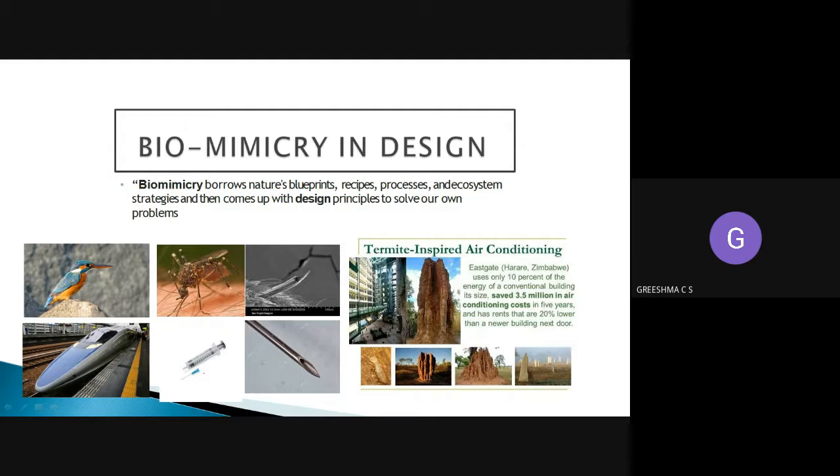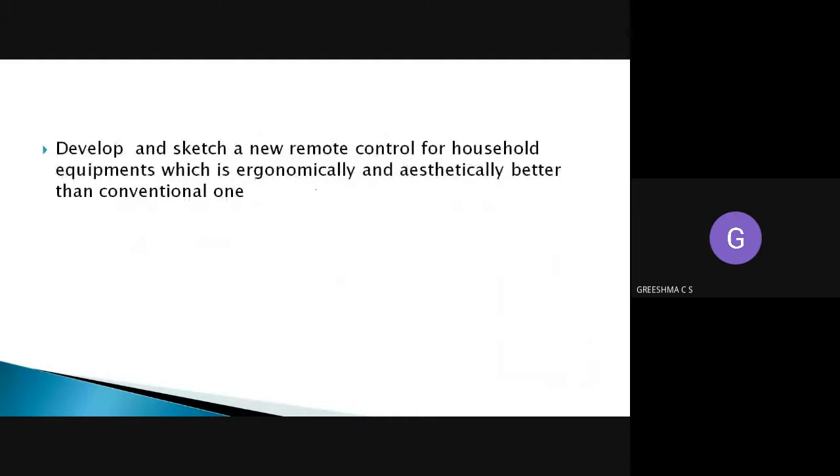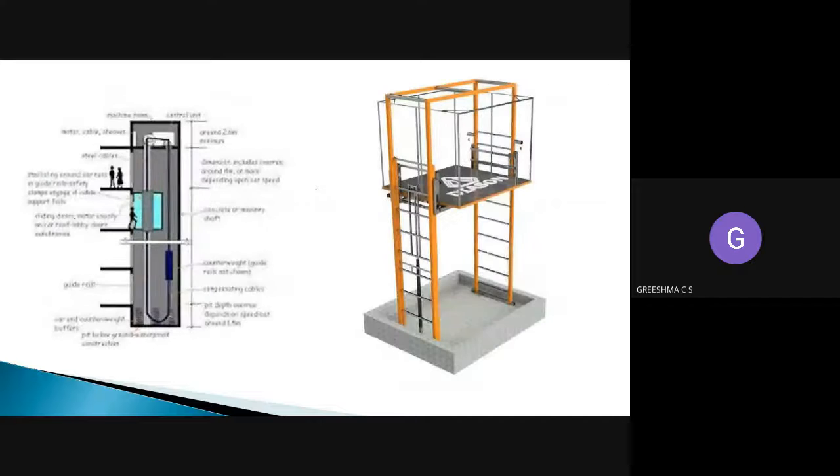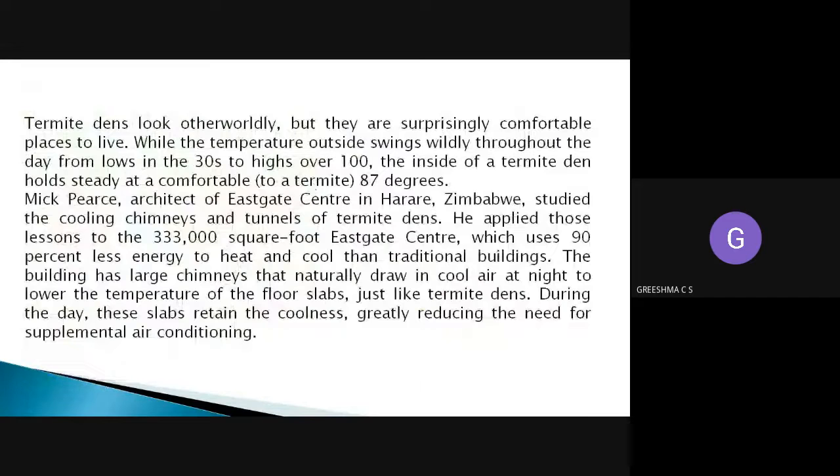So biomimicry means borrowing nature's blueprints. That is, from nature you borrow some of its blueprints, and then you make your own strategies and design principles for this, and apply them to your day-to-day life. It will help you to solve your problems. So to understand biomimicry, I will show you some important examples. You can approach a design problem with biomimicry. This is very important.